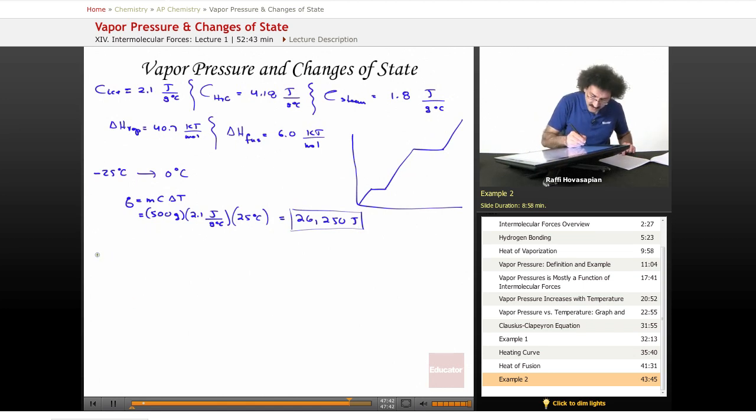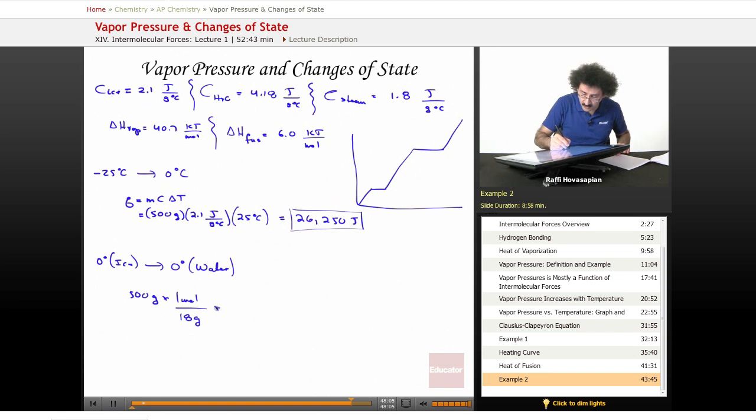Now, at 0 degrees Celsius, we have ice, and we want to convert that to water at 0 degrees. So here's where we're actually going to convert it. We're going to melt it. Well, we have 500 grams times 1 mole equals 18 grams. 1 mole of water is 18 grams. And the heat of fusion of water is 6 kilojoules per mole. So 6,000 joules per mole. Gram, mole, mole, gram, gram.